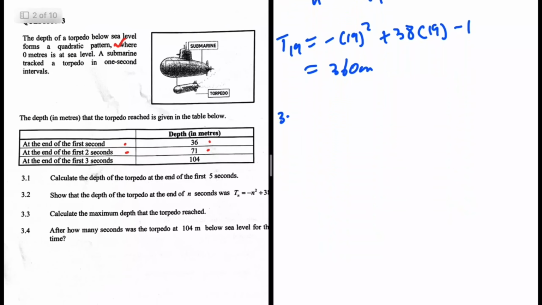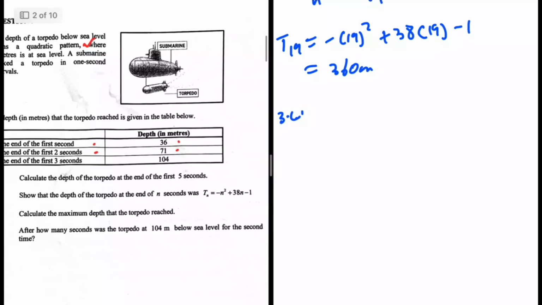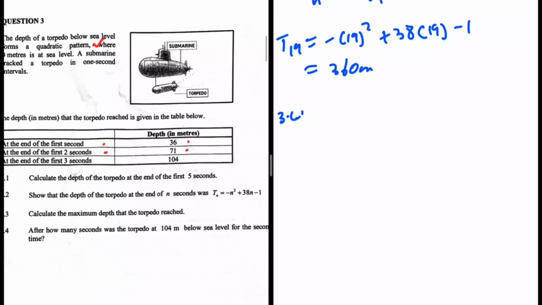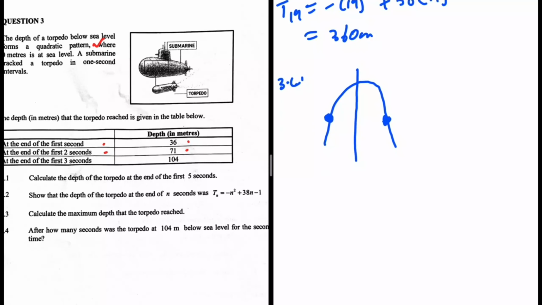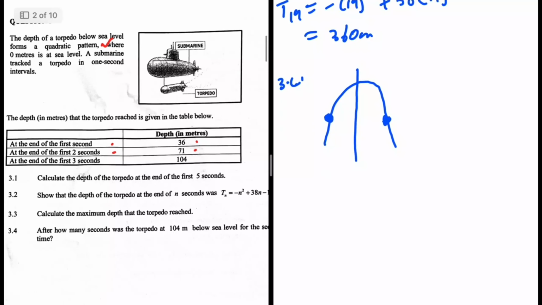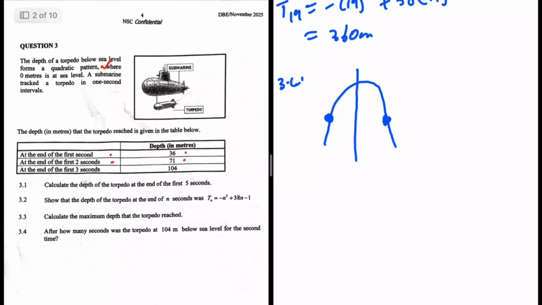3.4. After how many seconds was the object at 104 below sea level for the second time? Again, the fact that this is concave down means that it can reach 104 two times, right? Let's say that is the axis of symmetry. It can reach the point at that point and then again there as well. So it is a very valid question. After how many seconds was the object at 104 below sea level for the second time?